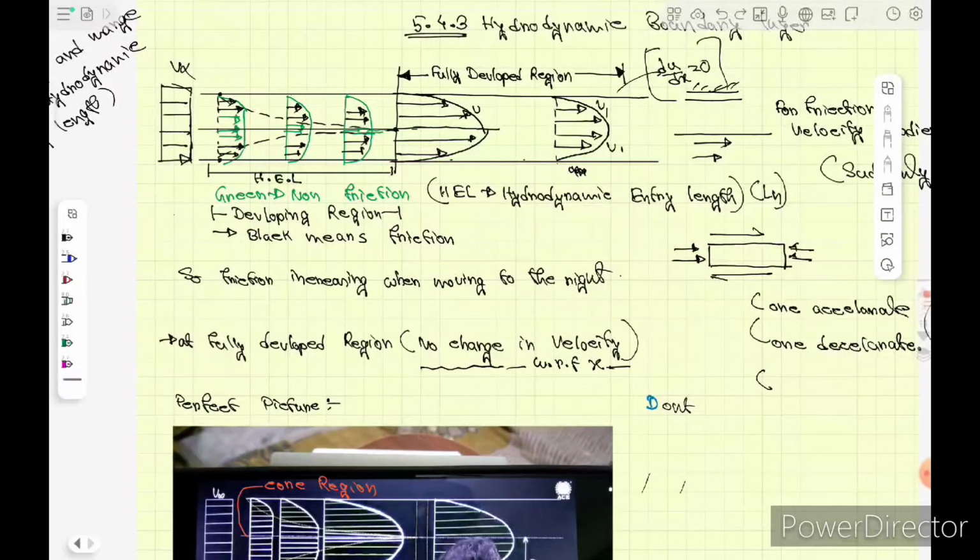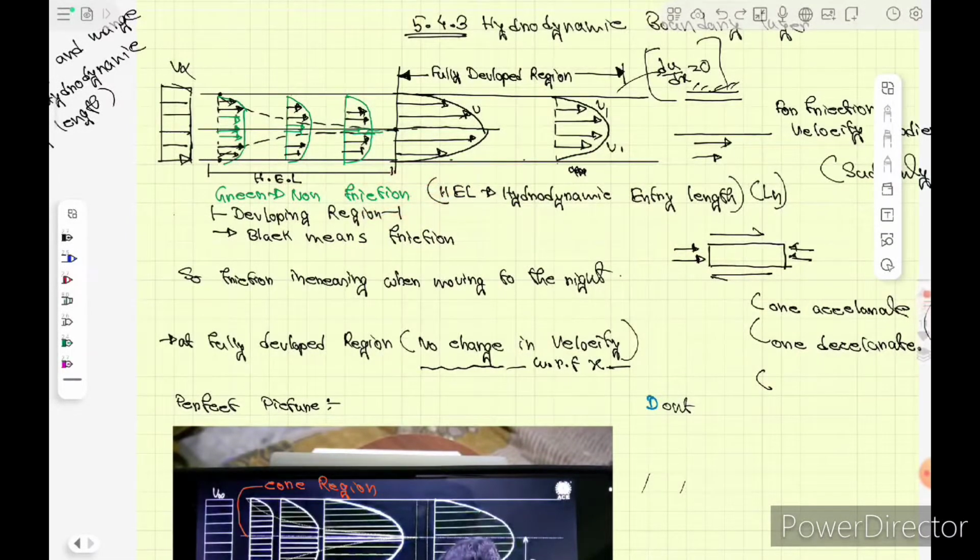After that, when it is submerged, this shape will be created again and again, where u1 and u are just going to be the same in particular cases. That is the hydraulic entry length, HEL. This developing region is the hydraulic entry length, and this part is the fully developed region.